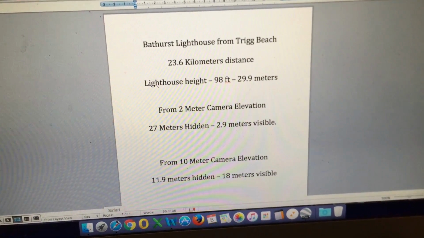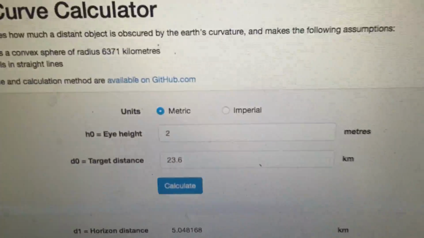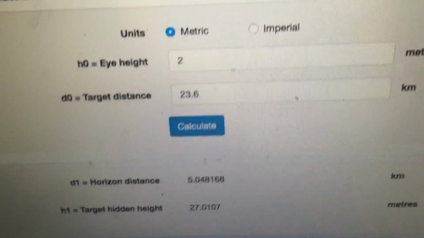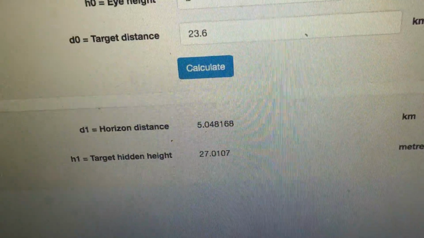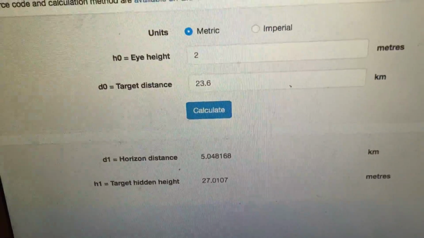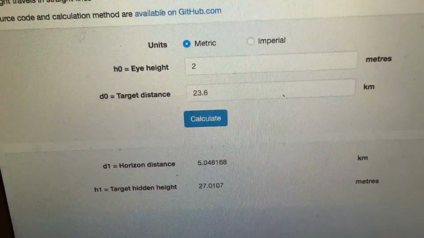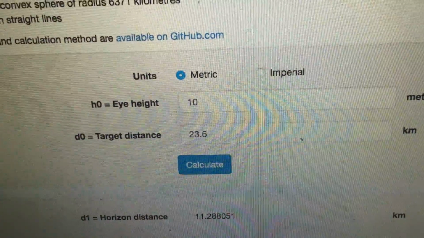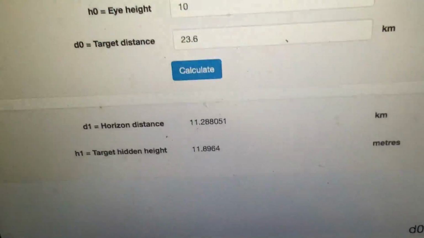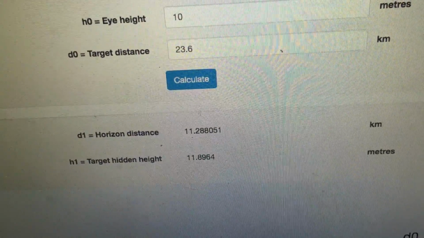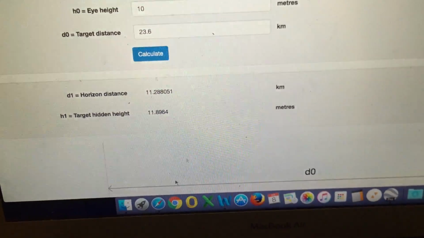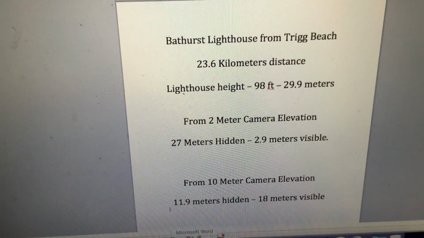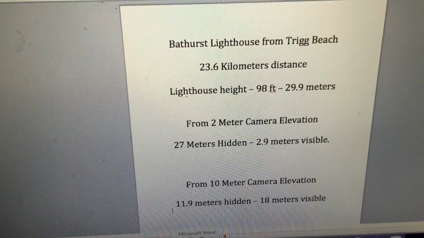So let's just show you that in the Earth curve calculator. 2 meters, 23.6 kilometers distance gives us 27 meters hidden. Looking at it with 10 meters, 23.6 kilometers should give us 11.9 meters hidden. So that's basically what we just said in the calculation. So let me go ahead and play the video, and you'll see the difference at those two elevations.